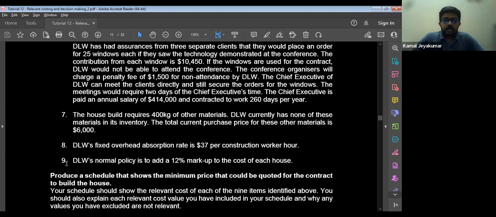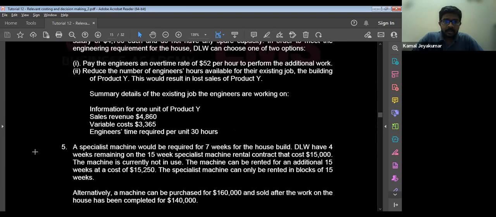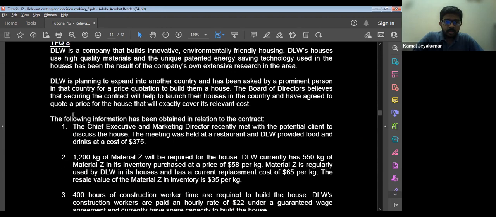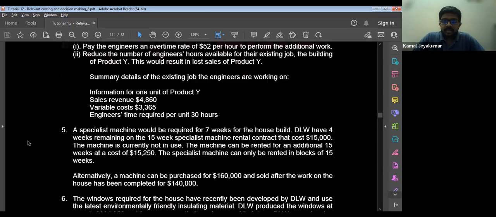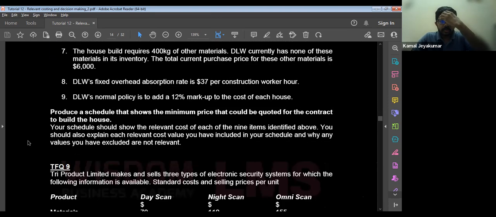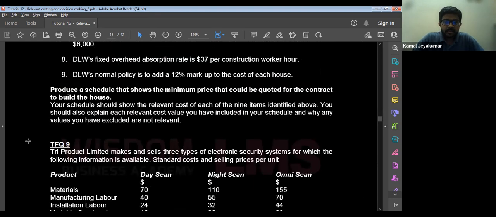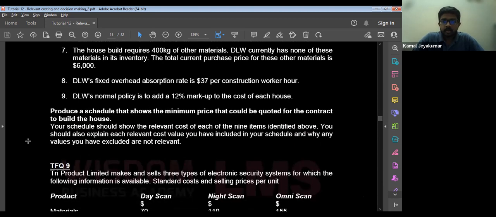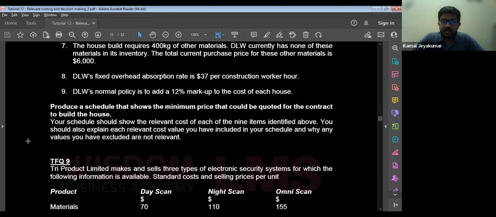Point number 9. DLW's normal policy is to add a 12% markup to the cost of each house. So normally what you would do is add up all the relevant costs from each point that we discussed and then add a 12% markup. But in this question, right at the beginning, we saw that they are going to quote a price that is exactly equal to the relevant cost. That will exactly cover the relevant cost. So in this question, that markup will be 0. Even though their normal policy is to charge a 12% markup, for this question it's 0 because they have already said that they are going to quote a price that will be exactly equal to your relevant cost.